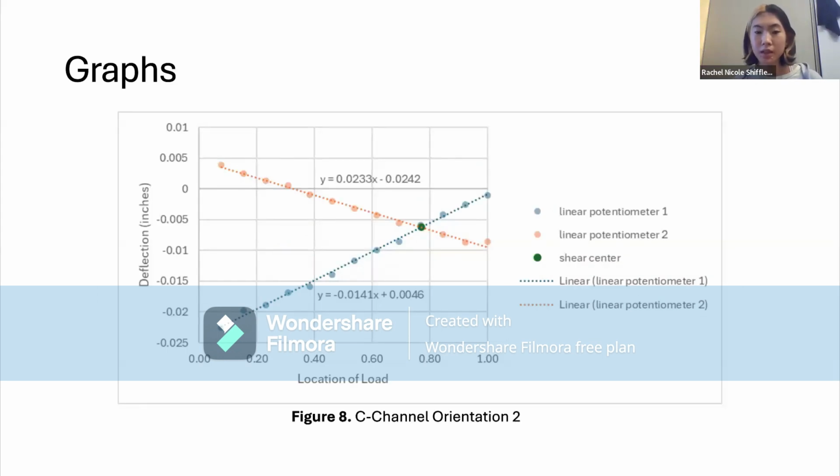Similarly to the previous figure, the deflection recorded by linear potentiometer 1 increases as the location of the load moves to the right, and the deflection recorded by the other potentiometer decreases as the load moves to the right. The shear center in this orientation is about 0.77 along the x-axis, which is about 0.77 inches.